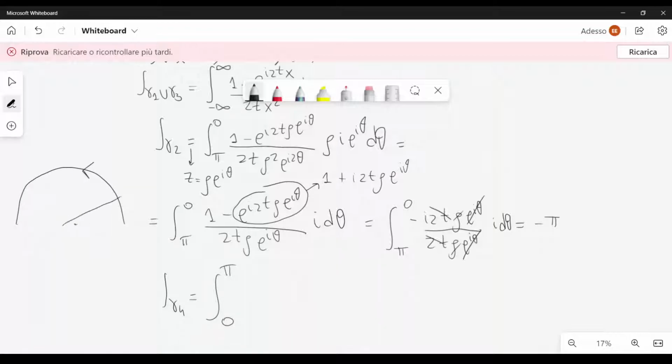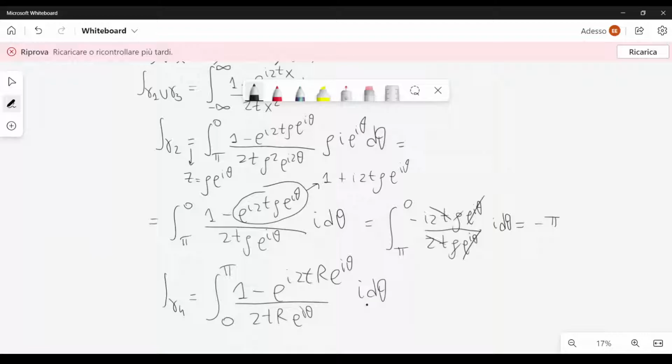So the angular variable here is increasing from 0 to pi, whereas in the case of the smaller semicircumference, we are starting at this point and then we are moving like this. So the angular variable will start at pi and it will go to 0 here, right? So we go from 0 to pi and we have to replace little rho, so the rho with capital R. So we have 1 minus e to the I 2t capital R e to the I theta divided by 2t capital R e to the I theta I d theta, like this.